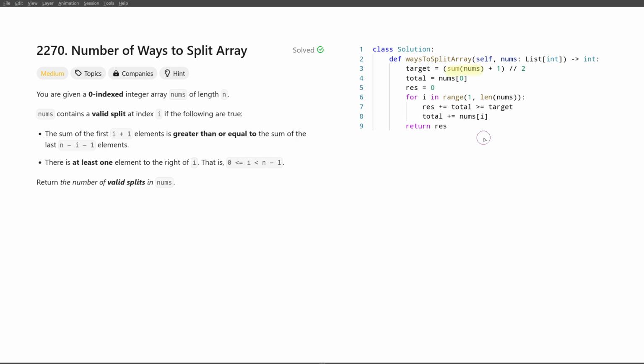So this is sum of nums. We want to divide it by 2 and round up. We have division by 2 rounded down. So we have to add 1 and then divide by 2 rounded down. This is the same thing as divided by 2 rounded up. And this is the target.